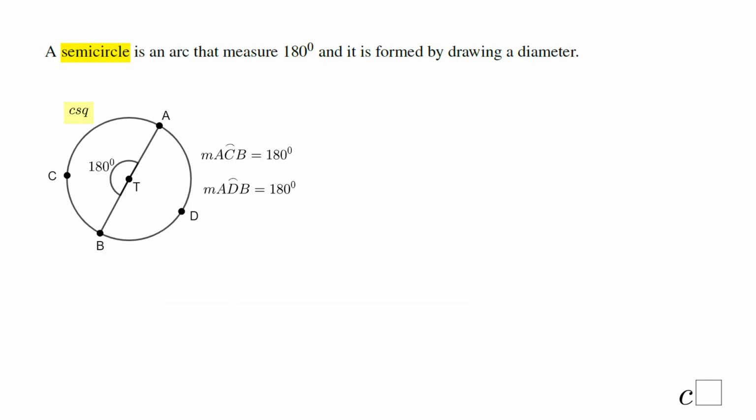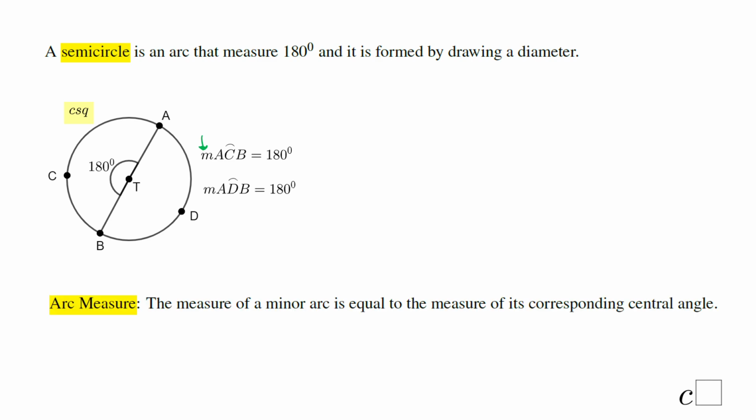Now we have a special type of arc, the semicircle, which is half of the circle. And you notice here we have two of them, obviously, because you cut the circle in half. So the measure of arc ACB, that's the meaning of this M here, is 180 degrees, and the measure of arc ADB is also 180.